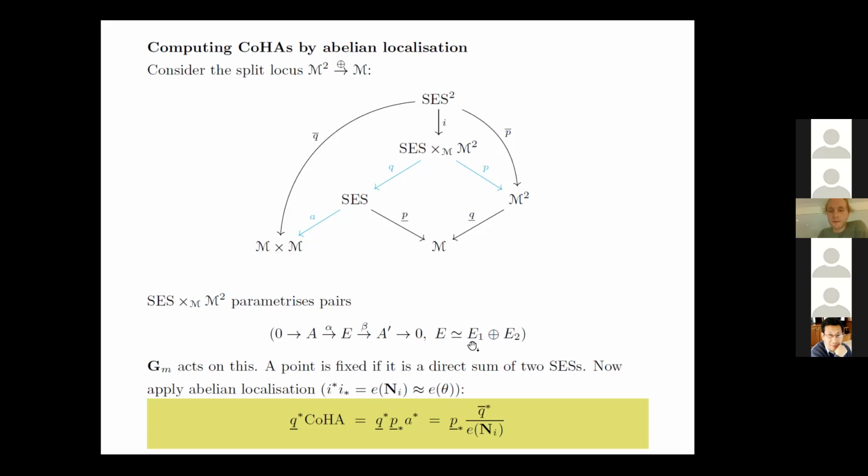So for each element in G_m, you have an automorphism of E, which acts by weight 1 on this and by weight 2 on this factor. So in particular, you act on short exact sequences by... I try to understand how I will get to a split short exact sequence.